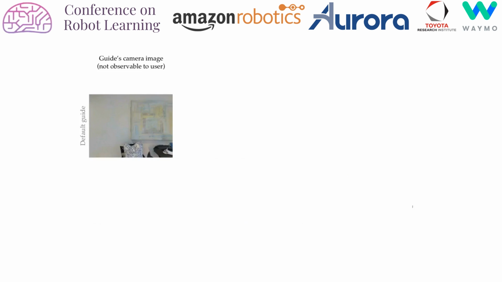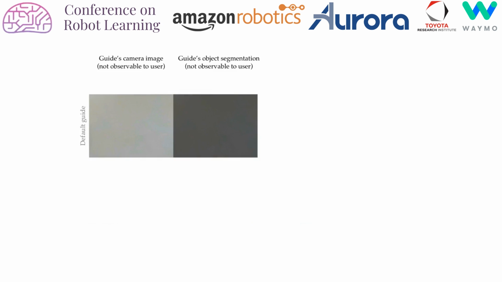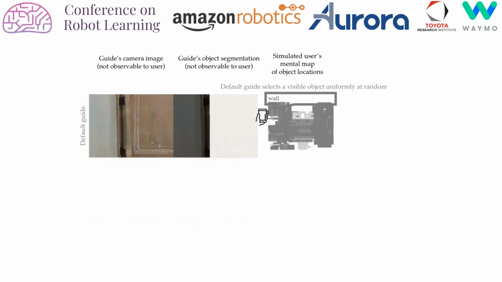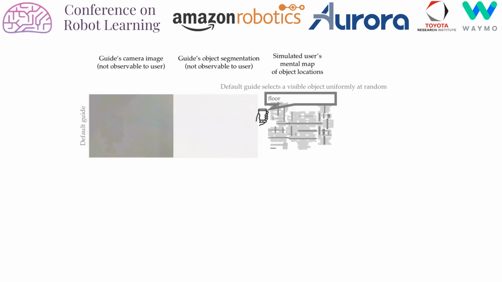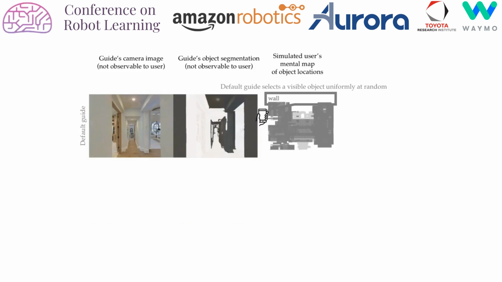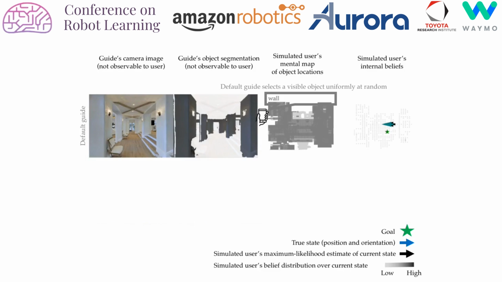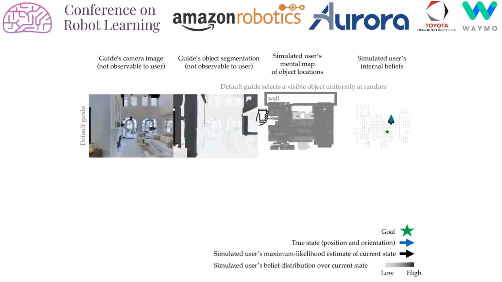We ran experiments with simulated users navigating a simulated indoor environment. The guide can see the user's egocentric scene, but the user cannot. The guide can also determine which objects are present in the scene, and in the baseline condition simply selects one of them uniformly at random to tell the user about. The user receives this categorical observation of an object from the guide, then looks up all known locations of that object throughout the house in their mental map of the house. The user then updates their beliefs about their current position and orientation and attempts to move along the shortest path to the goal.